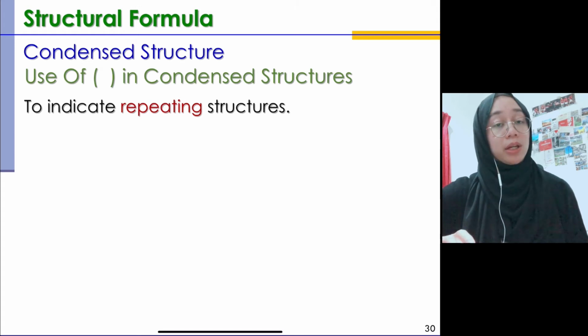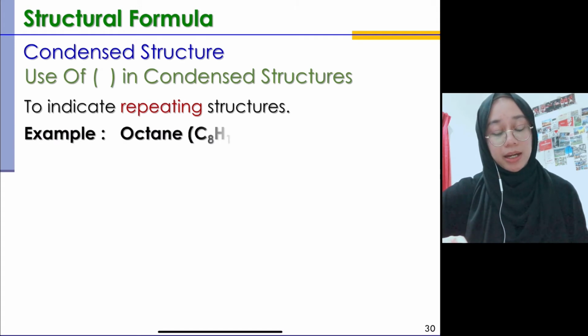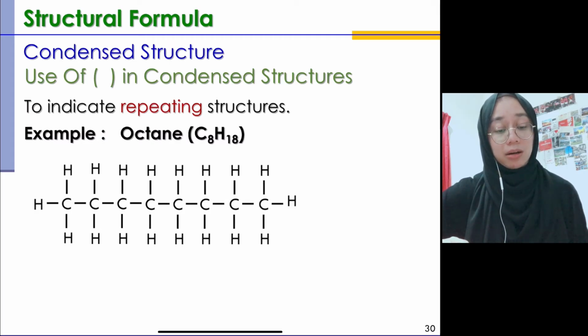And then satu lagi penggunaan bracket adalah to indicate the repeating structure. So ada banyak sebenarnya kan. So for example, kita ada octane. Octane kan panjang, dia ada 8 carbon. So kamu boleh nampak tak apa yang repeating kat sini? Yang repeating kat sini adalah ni, bahagian ni.